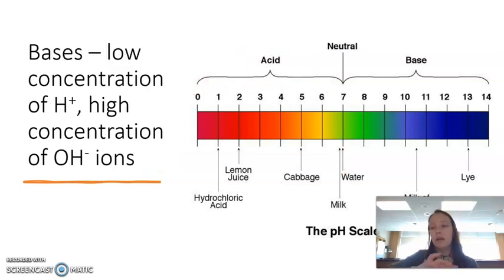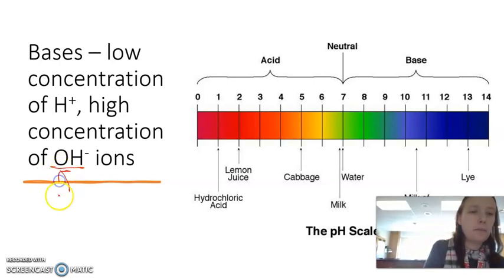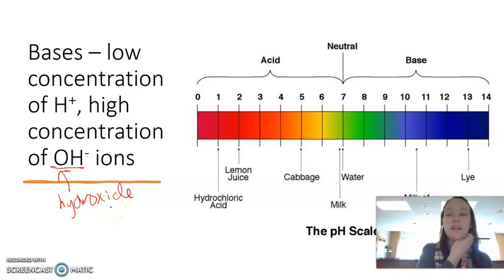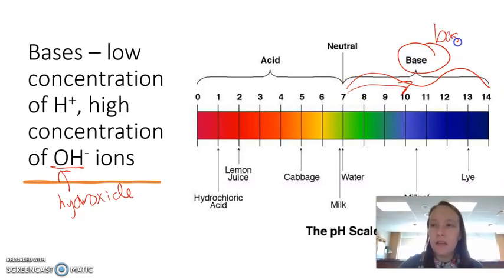On the other end of this scale, my bases have a low concentration of hydrogen ions, but a high concentration of hydroxide. These are hydroxide here. Those are hydroxide ions, or the OH negative. So these would be anything on the other side here from above a 7 would be a base. We would call it basic. If we're using it to describe the solution, a solution is basic if it is a base.